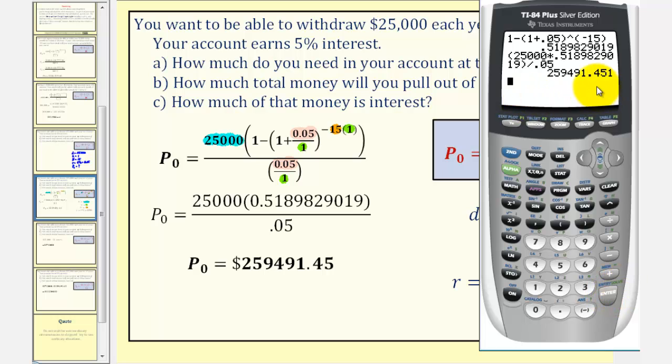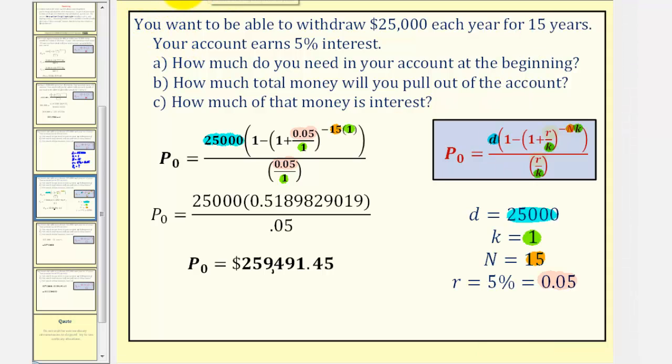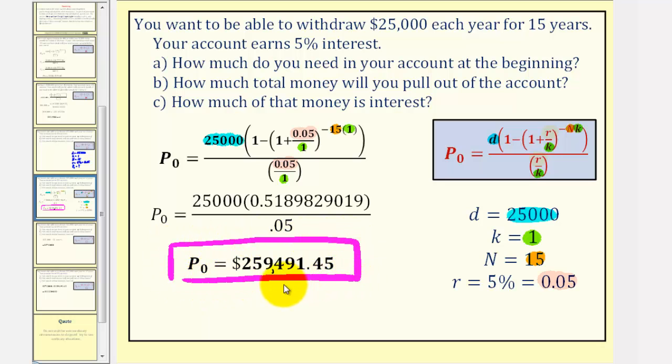To the nearest cent, notice that P sub 0 is $259,491.45, which is our answer to part A, how much you need in the account at the beginning. So if you have this much money in the account at the beginning, you'd be able to withdraw $25,000 each year for 15 years, as long as the account earns 5%.